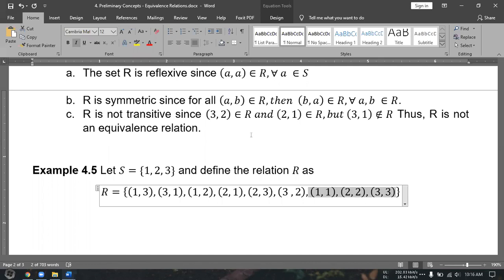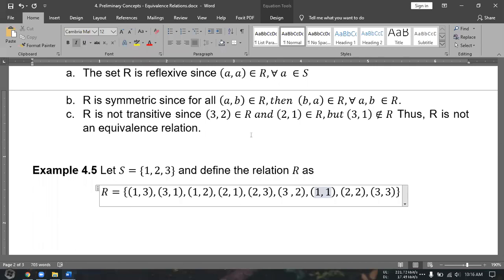About symmetric. Does this relation satisfy the symmetric property? Yes, sir. Tignan natin. Test natin. We have (1,3) here, 1 is related to 3, and we also have (3,1). We also have (1,2), (2,1), (2,3), (3,2), and (1,1). Of course. So we satisfied the second condition.